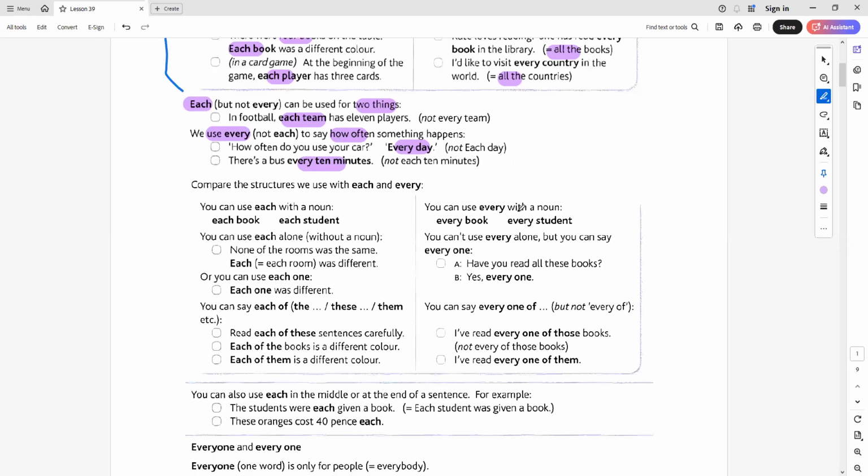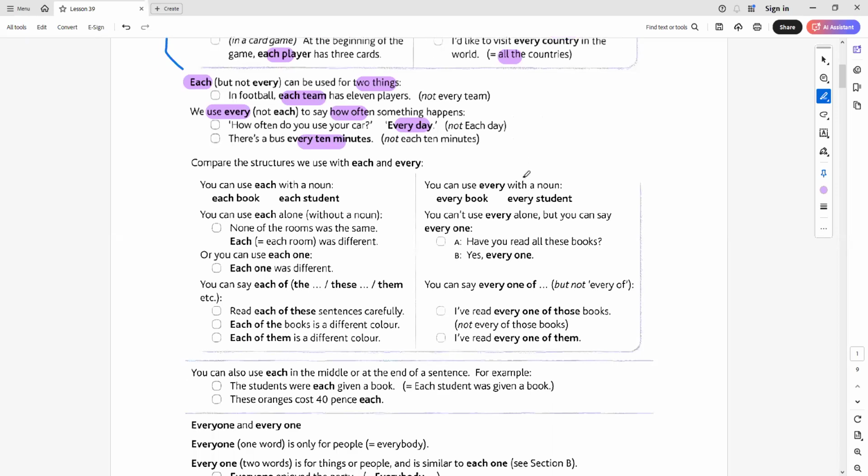And then we come to the next one. Kang Zhen, help me to read the second part.